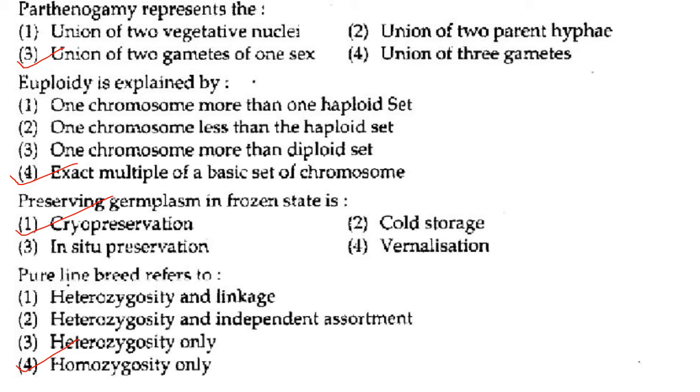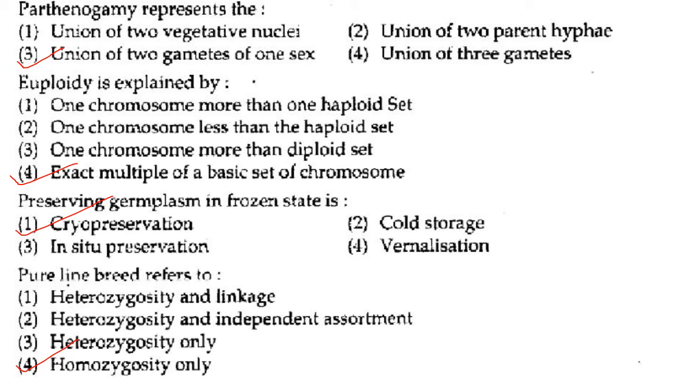Next one. Parthenogamy represents: option 1, union of 2 vegetative nuclei; option 2, union of 2 parent hyphae; 3, union of 2 gametes of one sex; and 4, union of 3 gametes. Answer is option 3, union of 2 gametes of one sex. Next one. Euploidy is explained by: 1, one chromosome more than the haploid set; option 2, one chromosome less than the haploid set; option 3, one chromosome more than the diploid set; option 4, exact multiple of a basic set of chromosomes. Answer is option 4, exact multiple of a basic set of chromosomes.